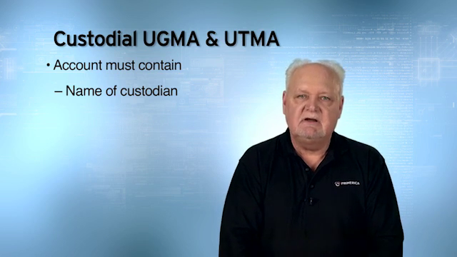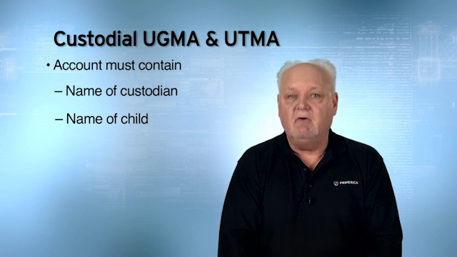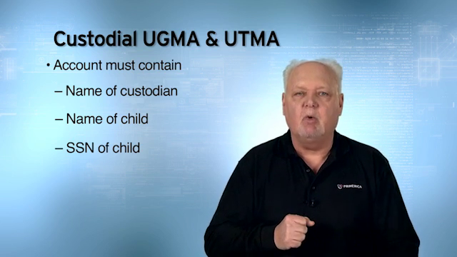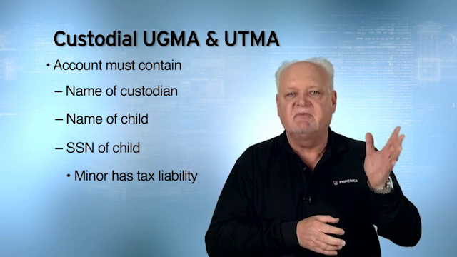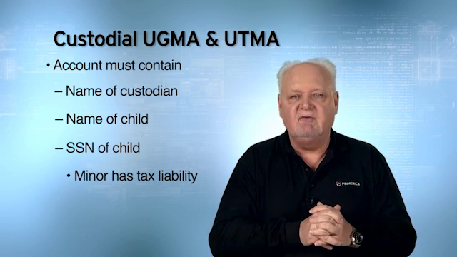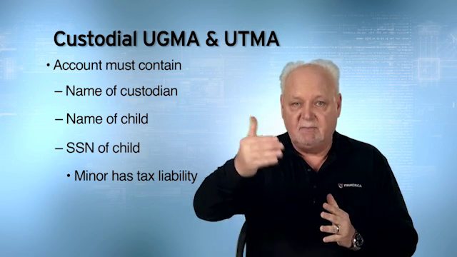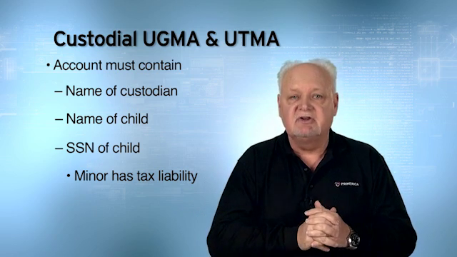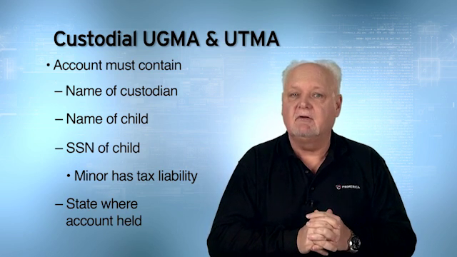Now, the account must contain the name of the custodian, the name of the child, and also the Social Security number of the child. The reason the Social Security number is required is that the child, the minor, has the tax liability. While the custodian would be responsible for preparing a tax return and filing it with the Internal Revenue Service, the tax liability rests with the child. So the child would have to pay the tax. The taxes due could be taken out of the custodial account. Also on the account would have to be the name of the state where the account is being held.